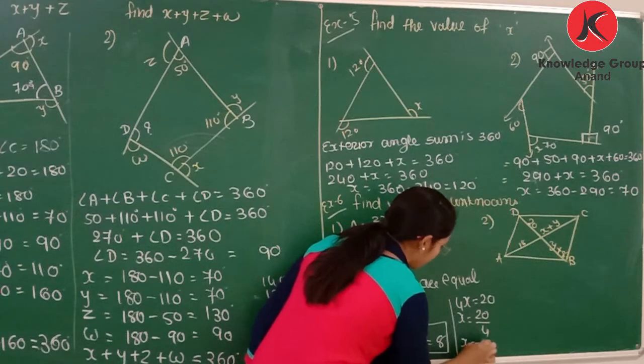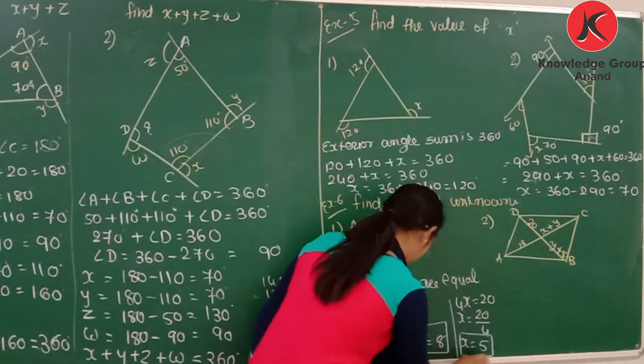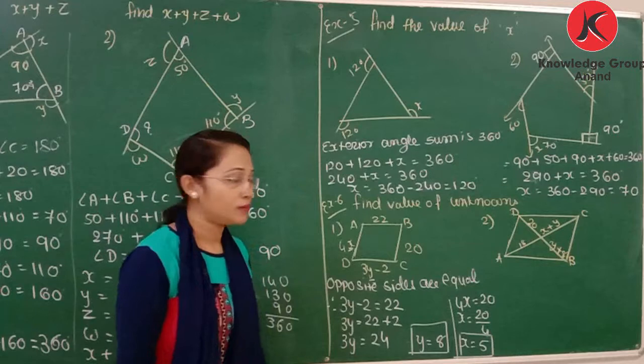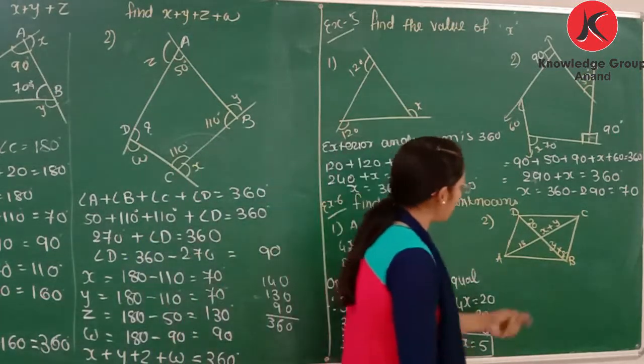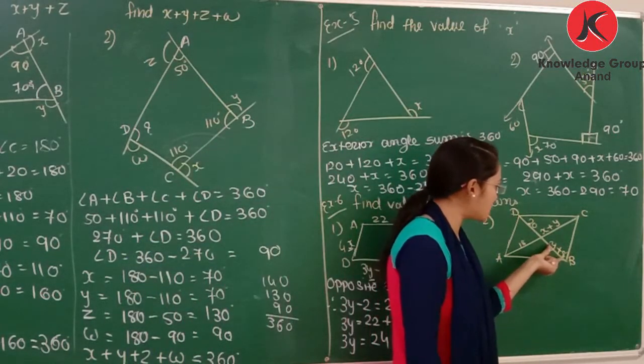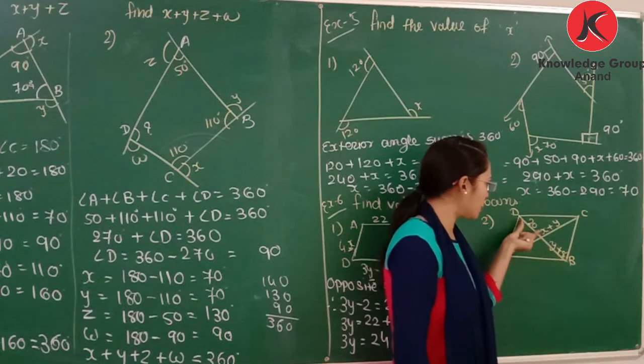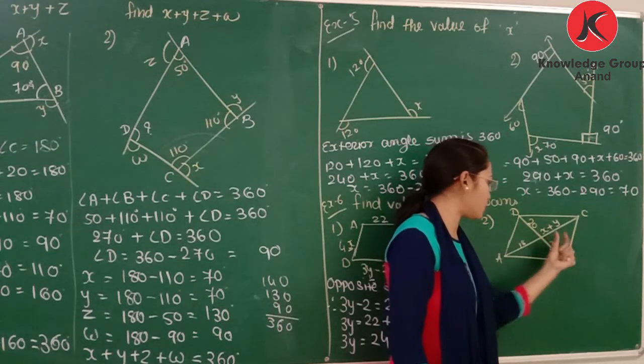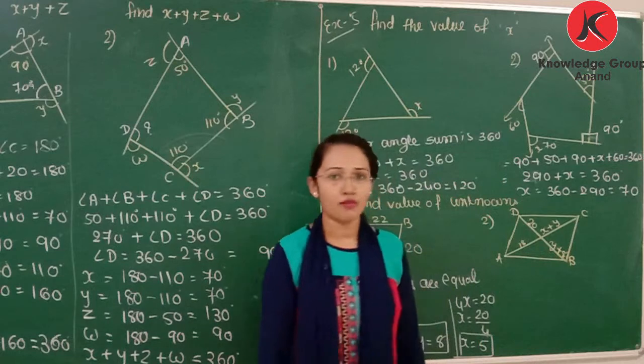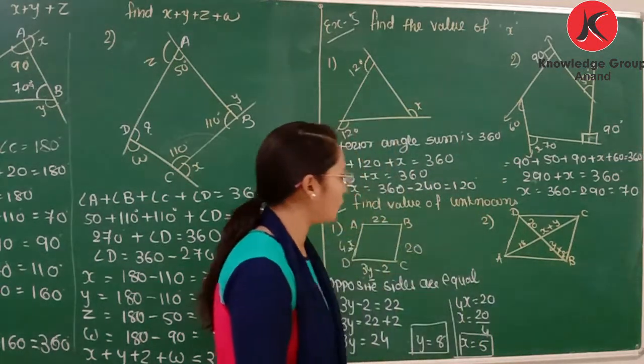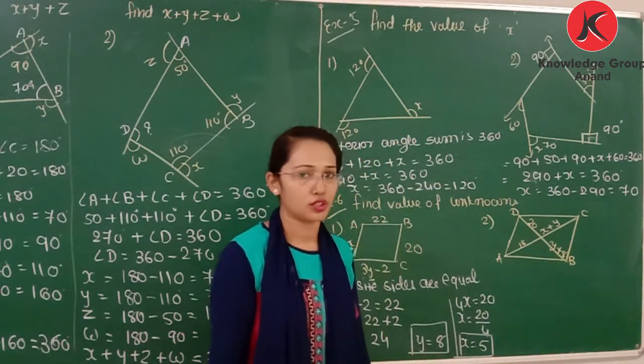So x is equal to 5. Clear? Now here this side, this length is y plus 8, this length is 20, this length is x plus y, and this length is 18. Now we also learn a property in a parallelogram that diagonals bisect each other.